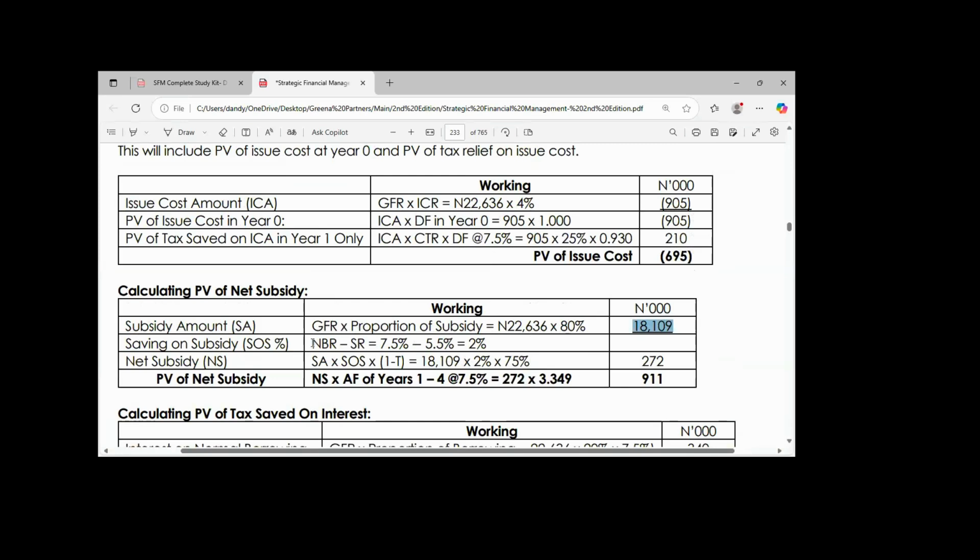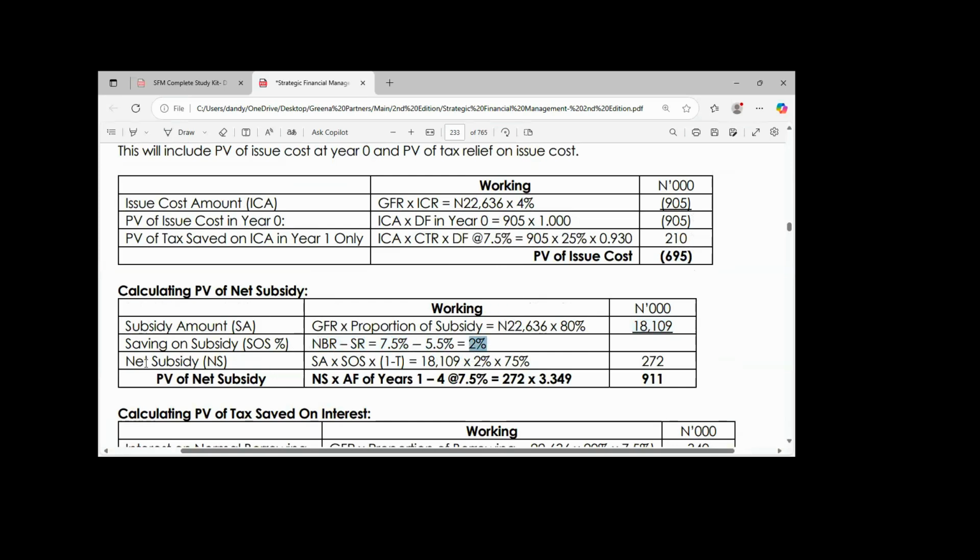The savings on subsidy is the normal borrowing rate minus the subsidy rate. That is the interest on normal borrowing minus the interest on subsidy. So the normal borrowing rate is 7.5%. The interest rate on subsidy is 5.5%. So we have a saving of 2%.